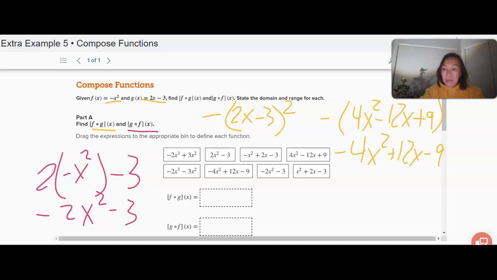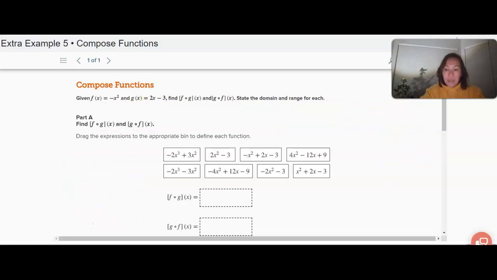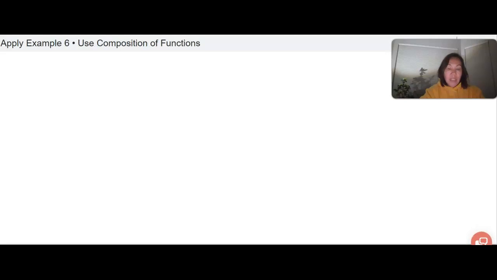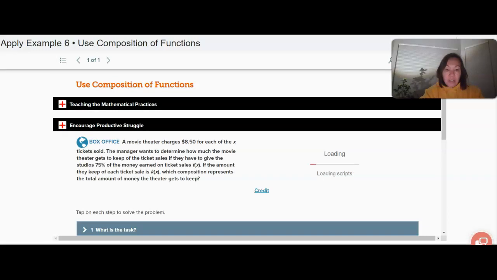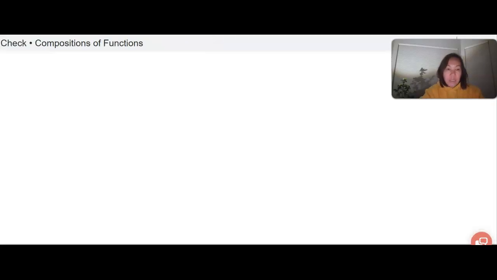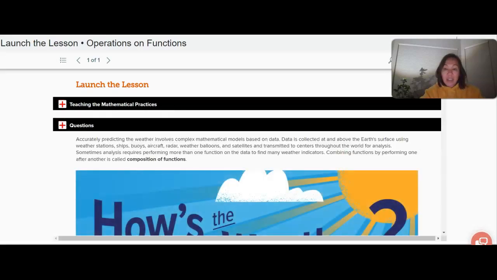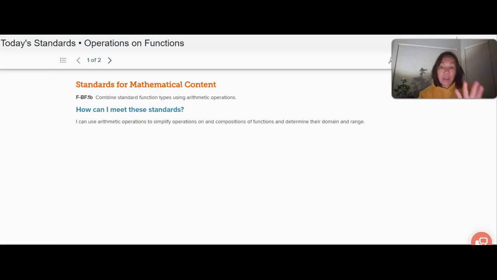So that is composition of functions, and we'll talk a little bit more about domain and range of that in class. As far as application of composition of functions, we'll look at a few of those examples in class tomorrow as well. So this will just give you a quick overview on those operations: add, subtract, multiply, divide, composition. Those are our 5 operations that we're going to be doing in this section.